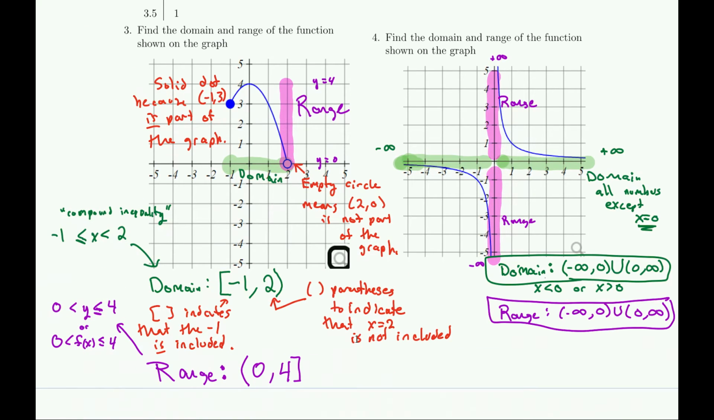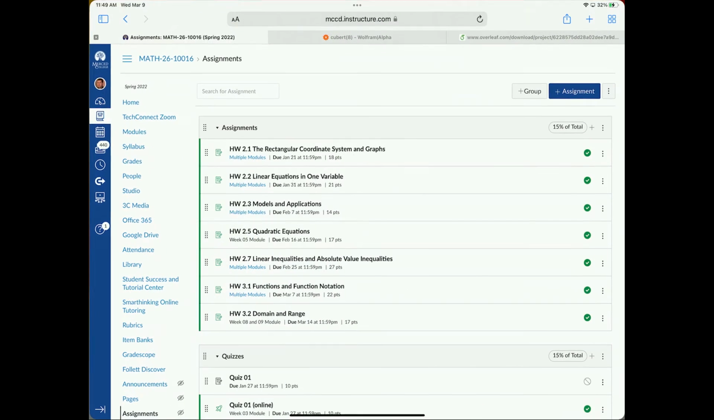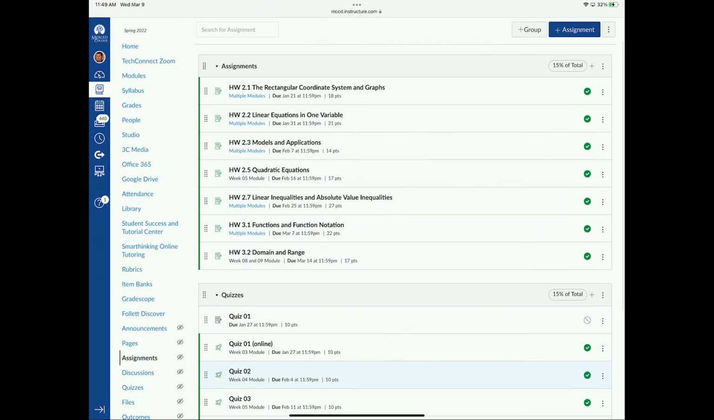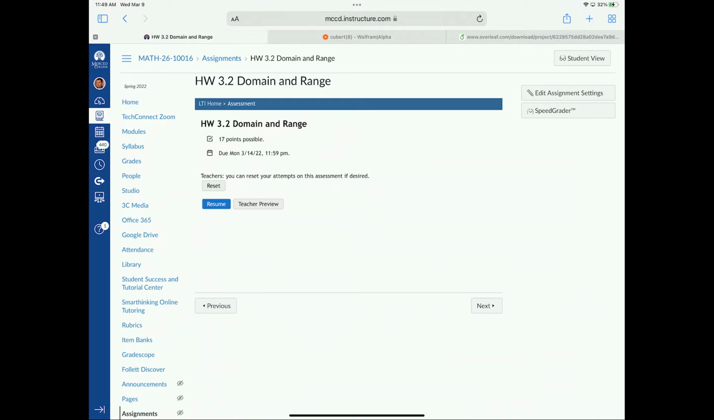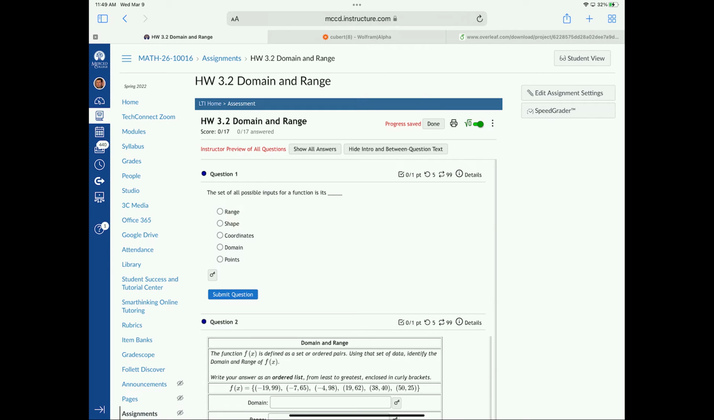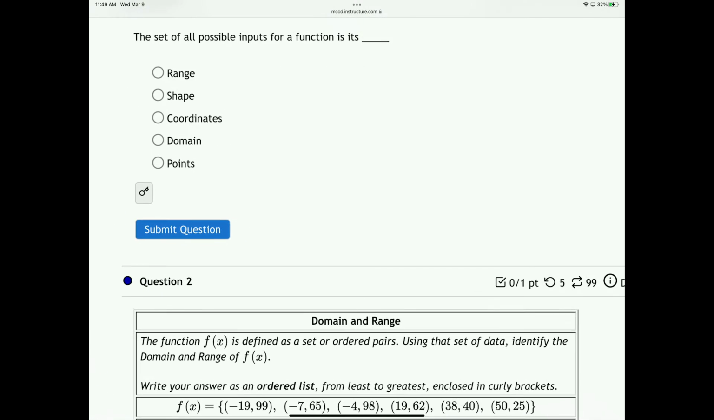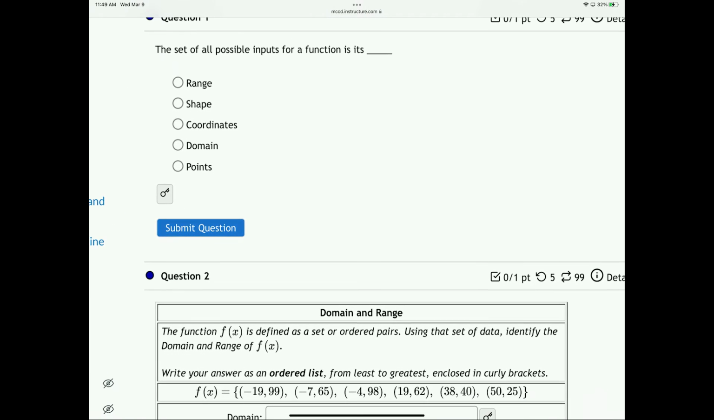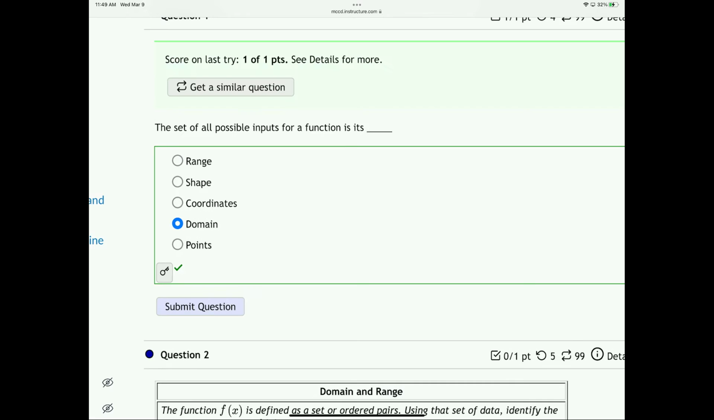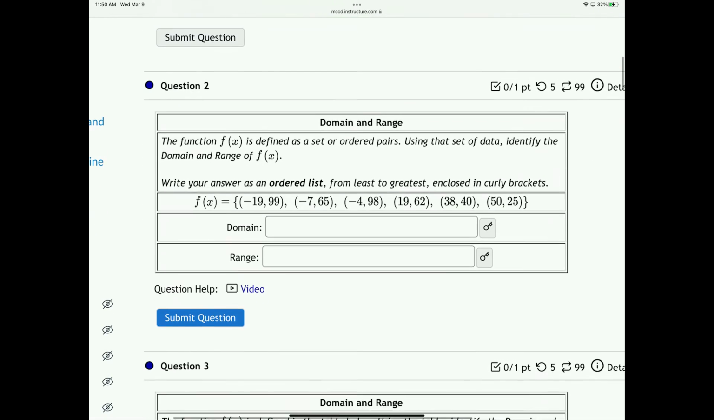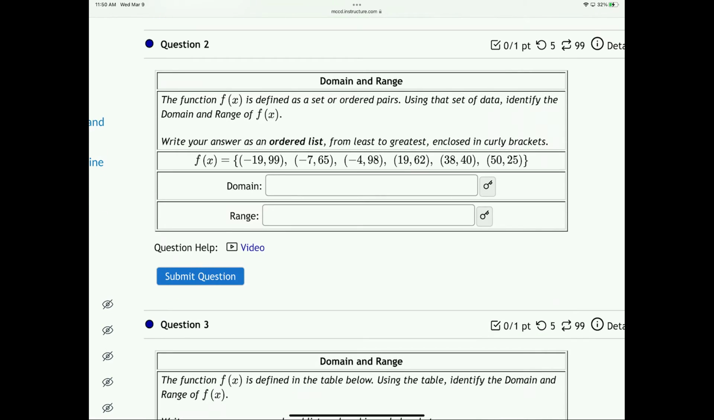If we wanted to look at the homework real quick, I think it'll go pretty straightforward here. There's an assignment. Let's do teacher preview. I'll do a couple of these problems real quick. All right, so this is the homework. The set of all possible inputs to the function. Well, inputs are domain. See, easy. I'm not going to list these.